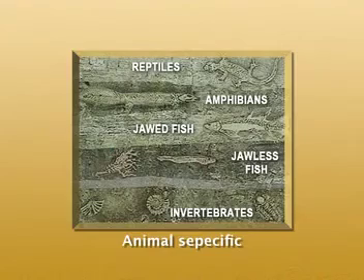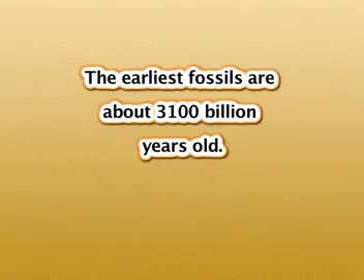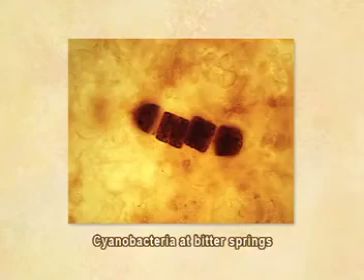Fossils are the mineralized or otherwise preserved remains or traces of animals, plants, and other organisms. The totality of fossils and their placement in fossiliferous rocks, that is fossil-containing rocks, and sedimentary layers, that is strata, is known as the fossil record. The earliest fossils are about 3,100 billion years old. They are of simple prokaryotic organisms like bacteria and cyanobacteria.